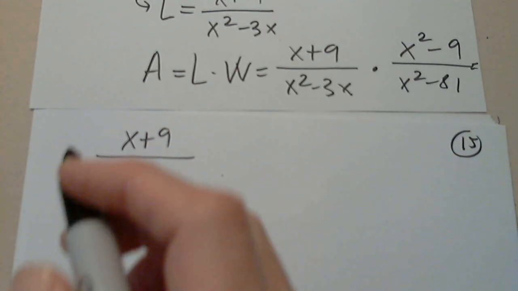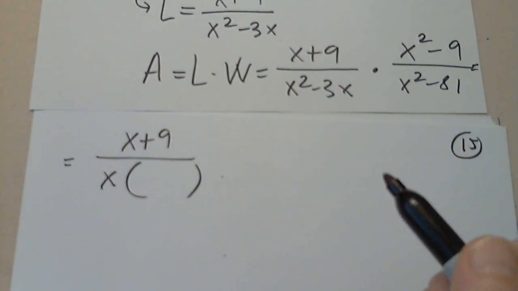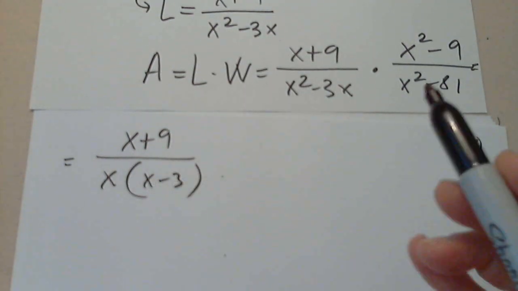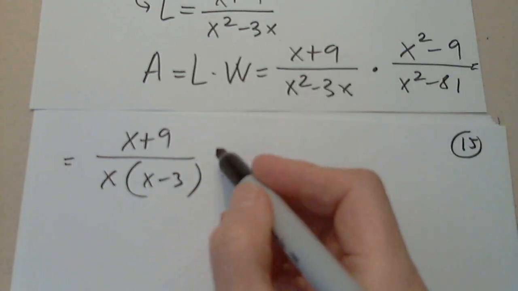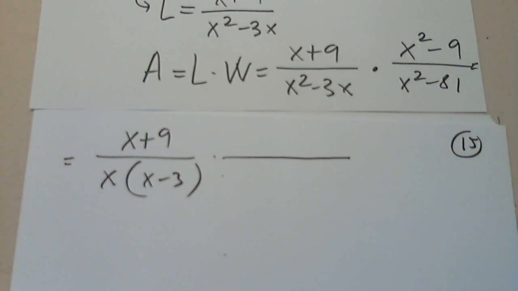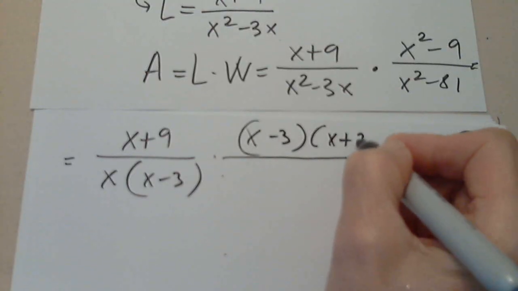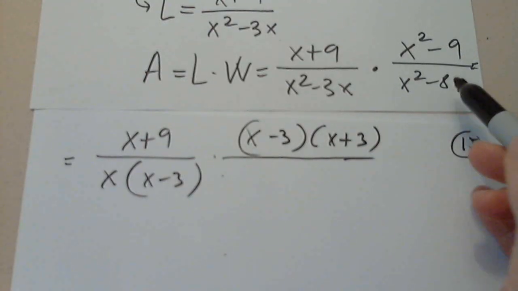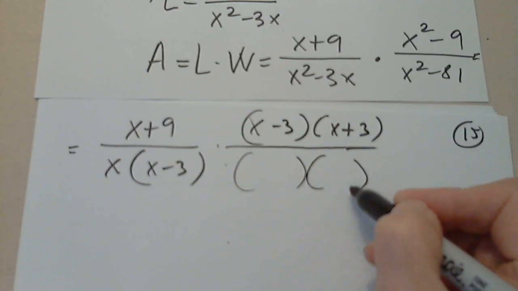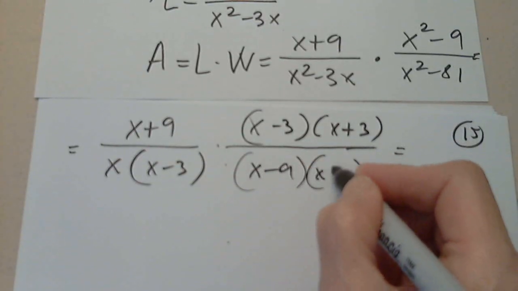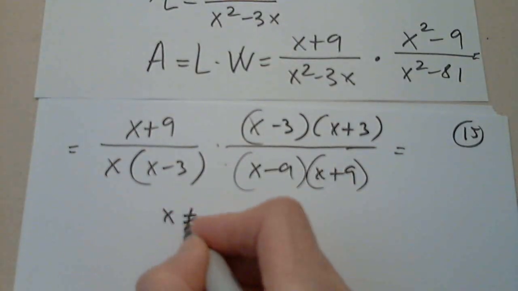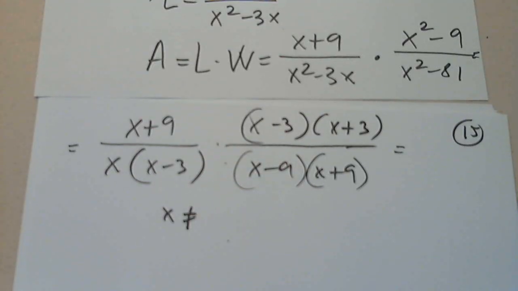Factor out x. Good. What is left in parentheses? X minus 3. Excellent. So now we reached x squared minus 9: x minus 3, x plus 3. Finally, we reached x squared minus 81: x minus 9, x plus 9. Good. Restrictions first, and then we look back.